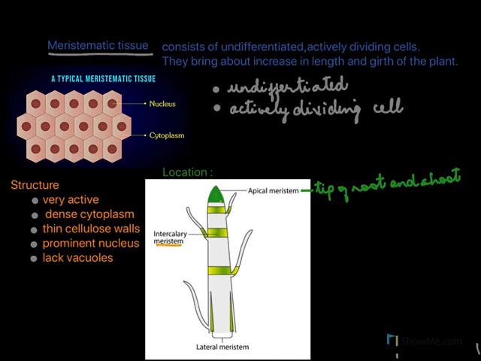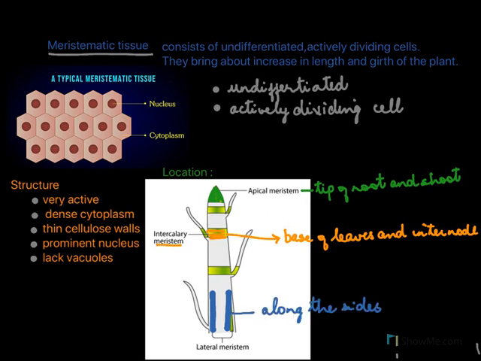Then we have the intercalary meristem, and this meristematic tissue is present at the internodes and the base of the leaves. You can see here this is the intercalary meristematic tissue, and in the end we have the lateral meristem. The lateral meristem is present along the sides of the stem. It is present almost parallel to the long axis of the stem.